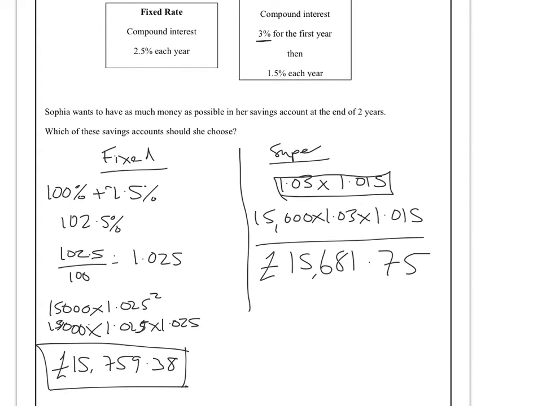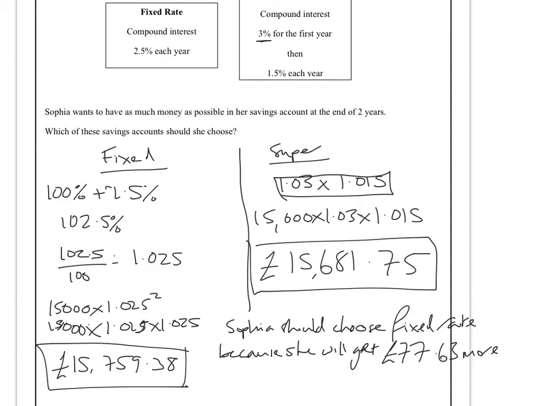So for the final part, there's a star by the question number, so to show some written communication, we need to say Sophia should choose the fixed rate because she will get £77.63 more.